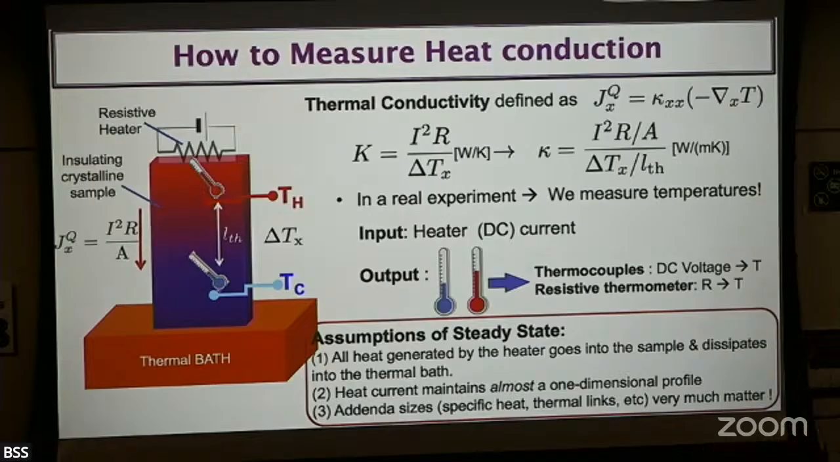Okay, and the heat current should maintain almost a one-dimensional profile, because that's very important. Otherwise, depending on what type of heater you're using, if you measure here and then here across the horizontal line and the temperature is different, then what are we going to learn from that? And third, such a simple thing, the size matters very much. If you look here, there's a lot of things attached to the sample: the heater, two thermometers, and then the bath.